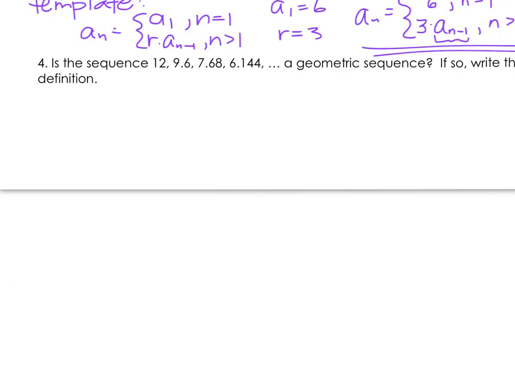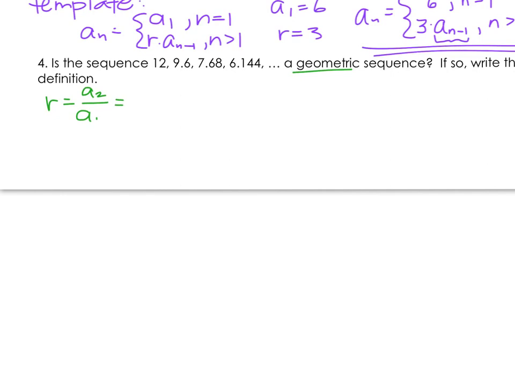And we come to a question like number 4. Is the sequence 12, 9.6, 7.68, 6.144, and so on a geometric sequence? If so, write the recursive definition. This one isn't quite as easy as the ones up above to determine whether or not it's geometric. So if the numbers get bigger or smaller, but you're not quite sure by what ratio, what we do to determine r is we take 2 consecutive terms in the sequence and we divide them. But we have to be particular. We take the second term divided by the first term. So the second term divided by the previous term, and that should tell us what we're dividing by.